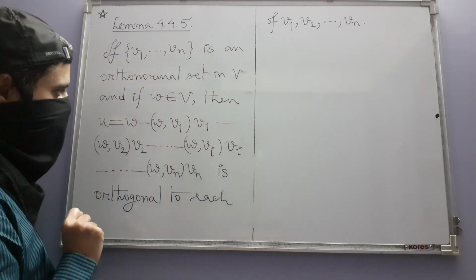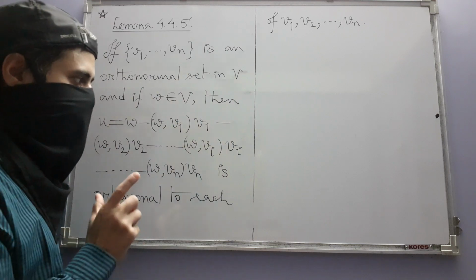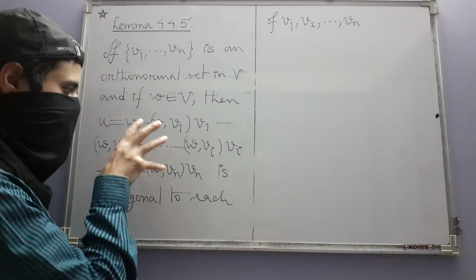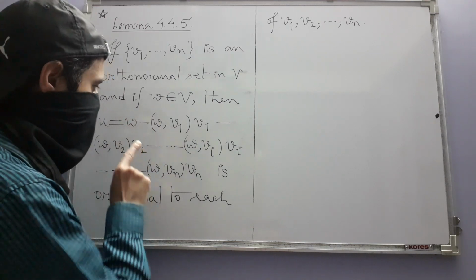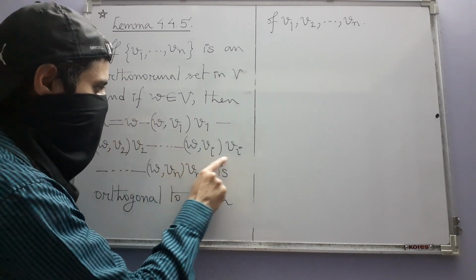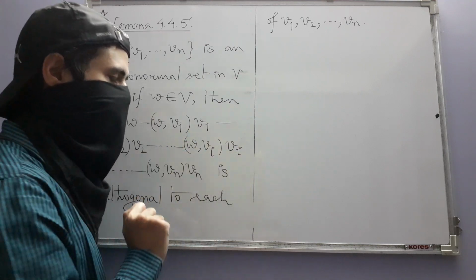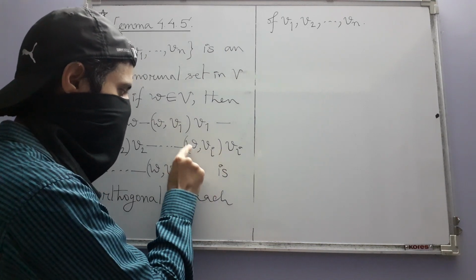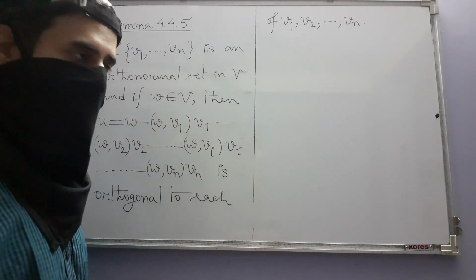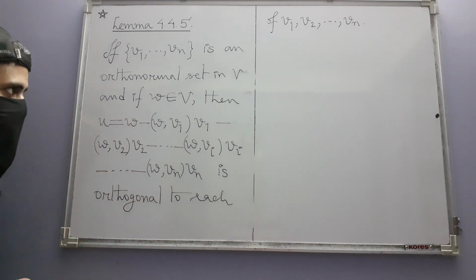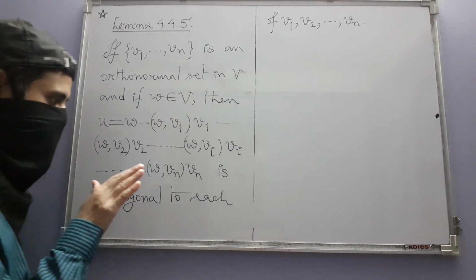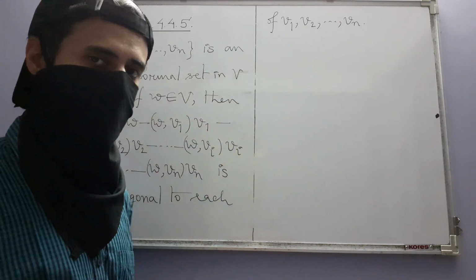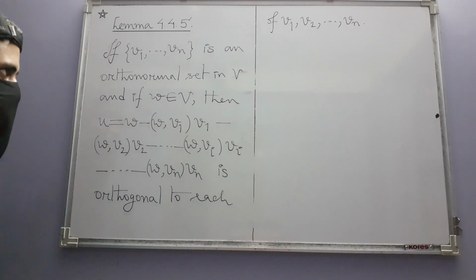And using these things, another vector u has been constructed as a linear combination of w and all the vi's, specifically this, in which from w we are subtracting this multiple of vi for each i, where the coefficient scalar is the inner product of w and vi. That's how we get a new vector u in V. Now the statement is that this u is orthogonal to each of the vi's. So let's see the proof.